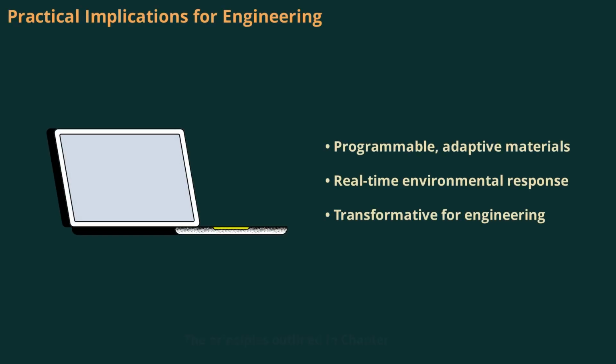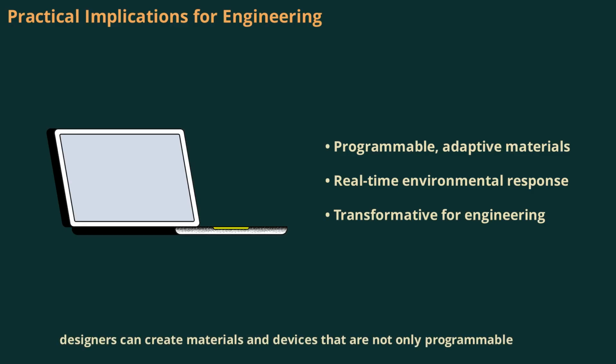The principles outlined in Chapter 2 have profound implications for engineering. By leveraging multi-flavor polariton fields, designers can create materials and devices that are not only programmable, but also capable of adapting to their environment in real time. This adaptability is key for future aerospace, defense, and materials science applications.